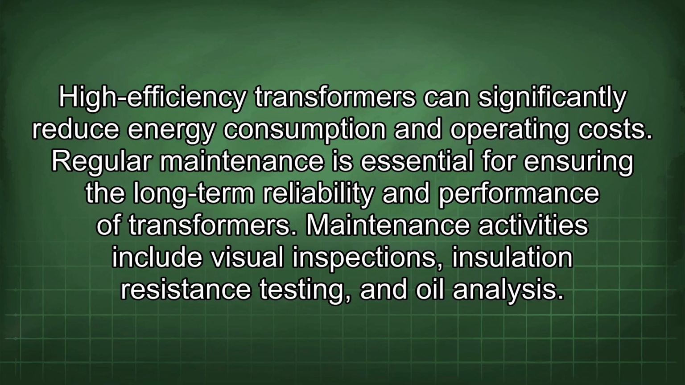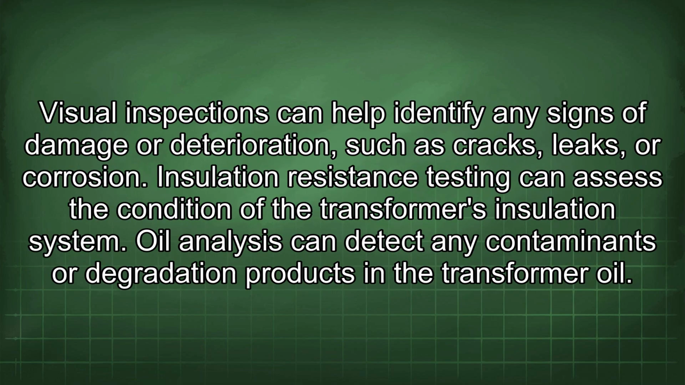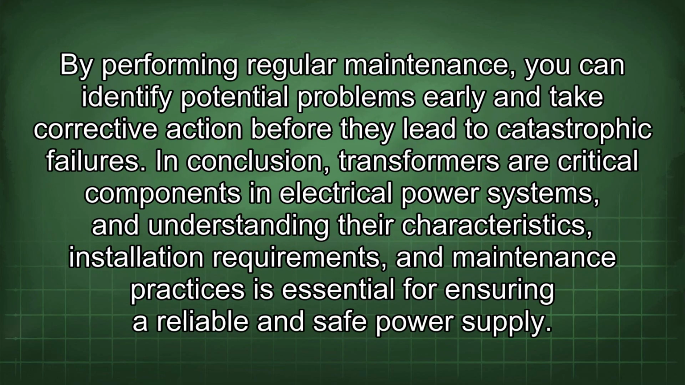Regular maintenance is essential for ensuring the long-term reliability and performance of transformers. Maintenance activities include visual inspections, insulation resistance testing, and oil analysis. Visual inspections can help identify any signs of damage or deterioration, such as cracks, leaks, or corrosion. Insulation resistance testing can assess the condition of the transformer's insulation system. Oil analysis can detect any contaminants or degradation products in the transformer oil. By performing regular maintenance, you can identify potential problems early and take corrective action before they lead to catastrophic failures.